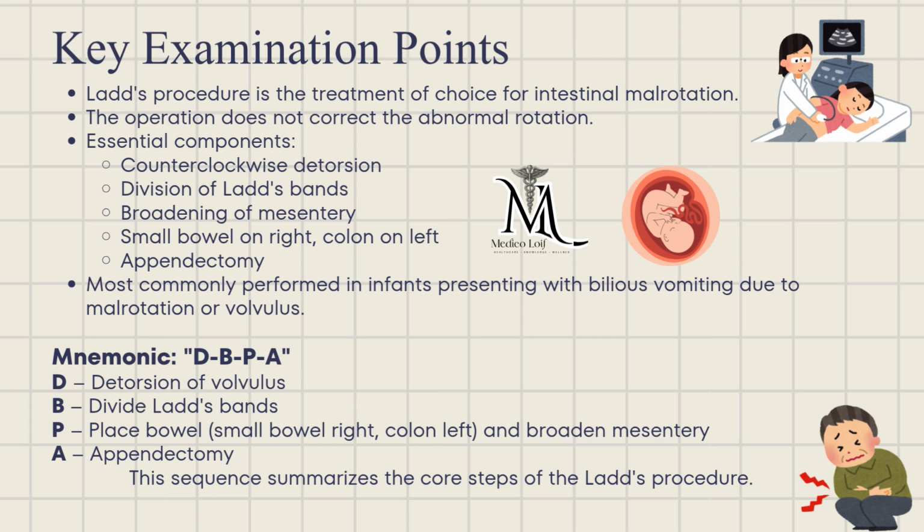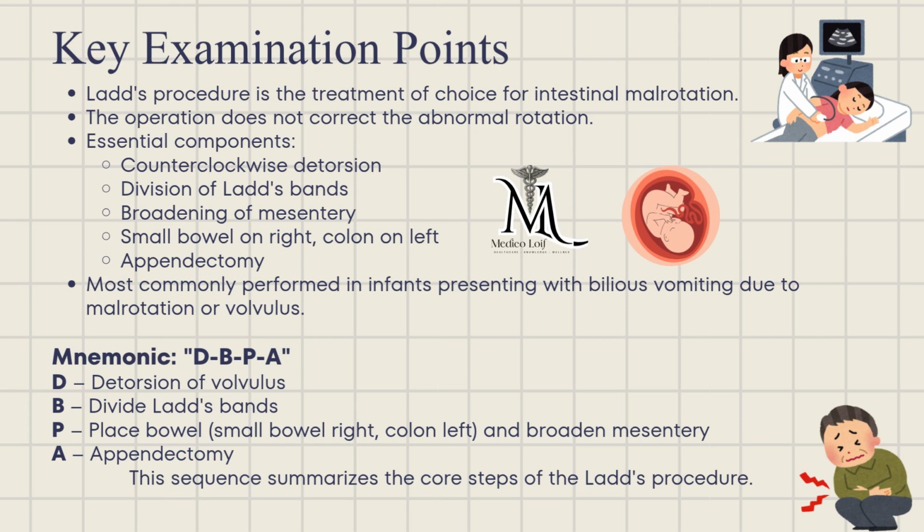Key examination points. Ladd's procedure is the treatment of choice for intestinal malrotation. The operation does not correct the abnormal rotation. Essential components: counterclockwise detorsion, division of Ladd's bands, broadening of mesentery, small bowel on right, colon on left. Appendectomy is most commonly performed in infants presenting with bilious vomiting due to malrotation or volvulus.